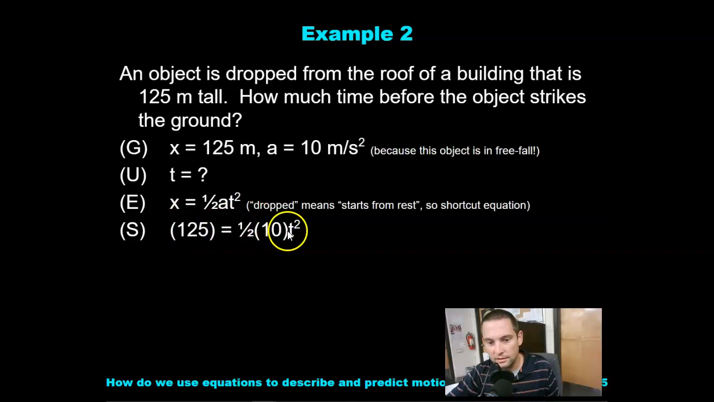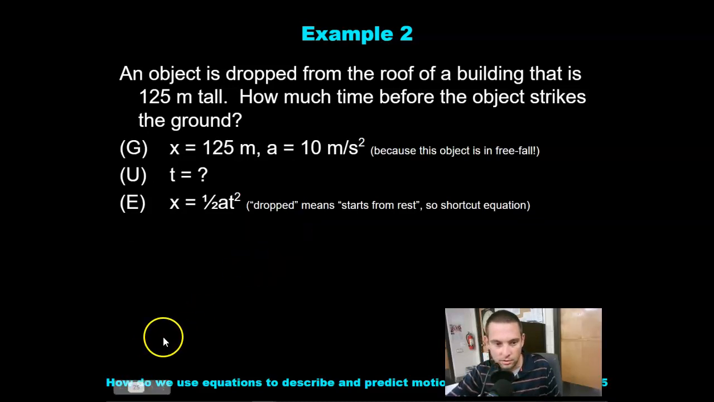S, 125, so we're substituting in here. 1/2 10 t squared. Now, for the substitute portion of the GUESS method, you can do one of two things. You can substitute right in there and then solve using your algebra. That is perfectly fine. I like to solve for my variable first. So let me show you what that looks like. So this is going to be my starting point.